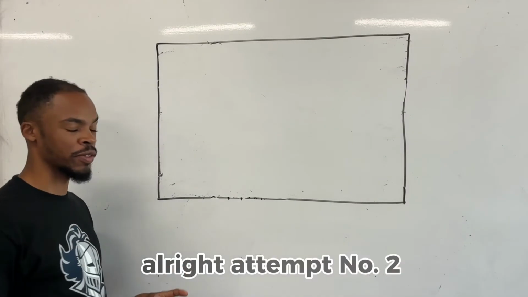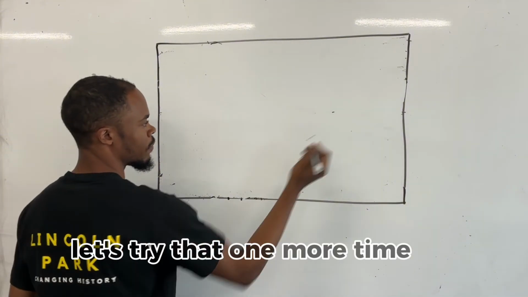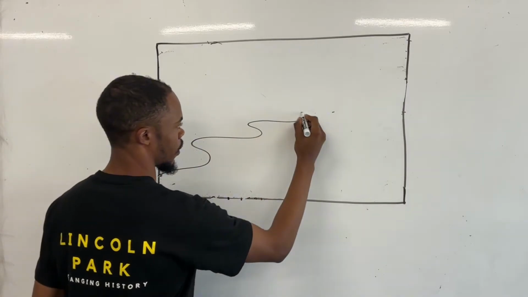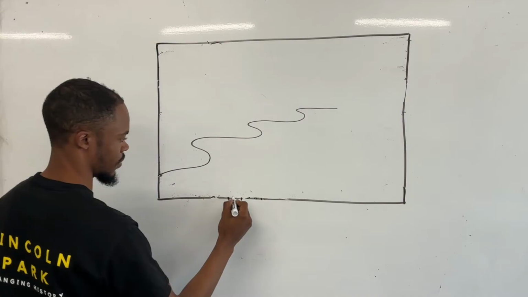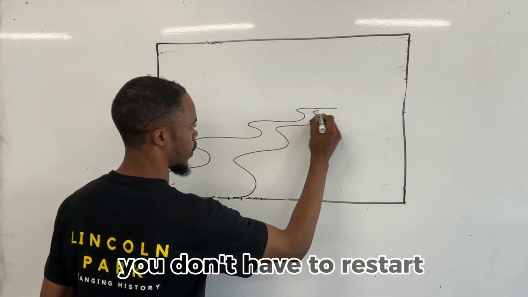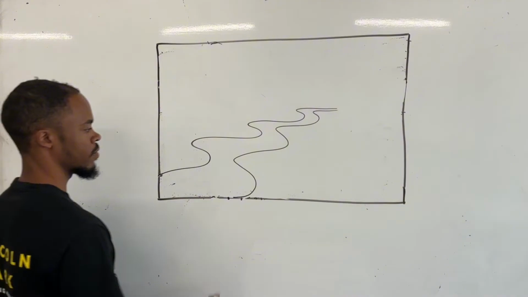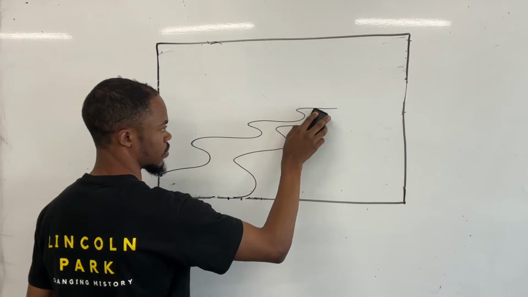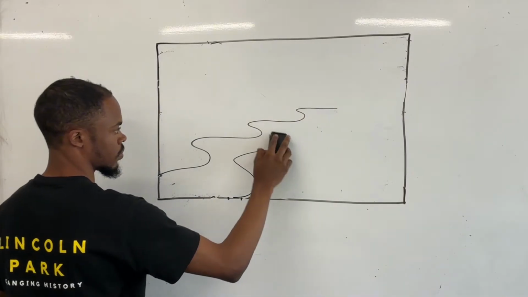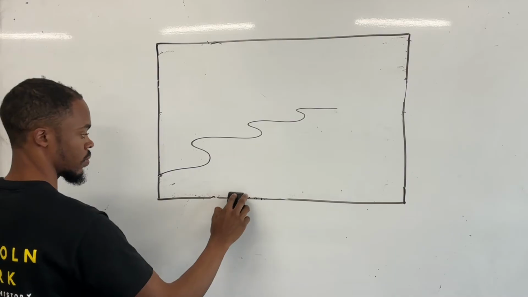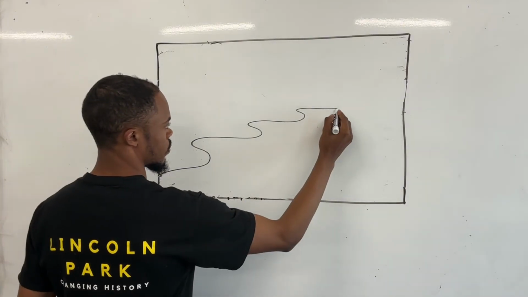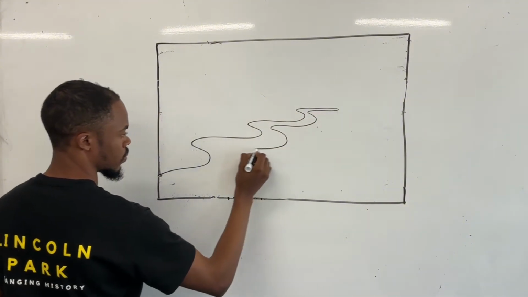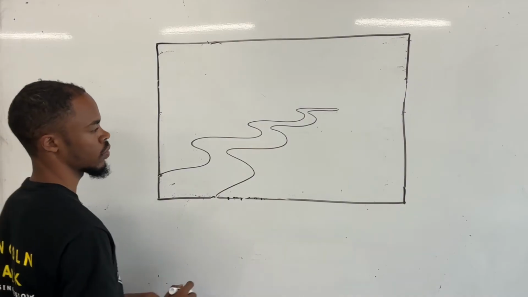All right, attempt number 2. Let's try that one more time. Real quick, vanishing point, wavy river. You don't have to restart. I'm restarting here. Great. I don't like that line. Better.